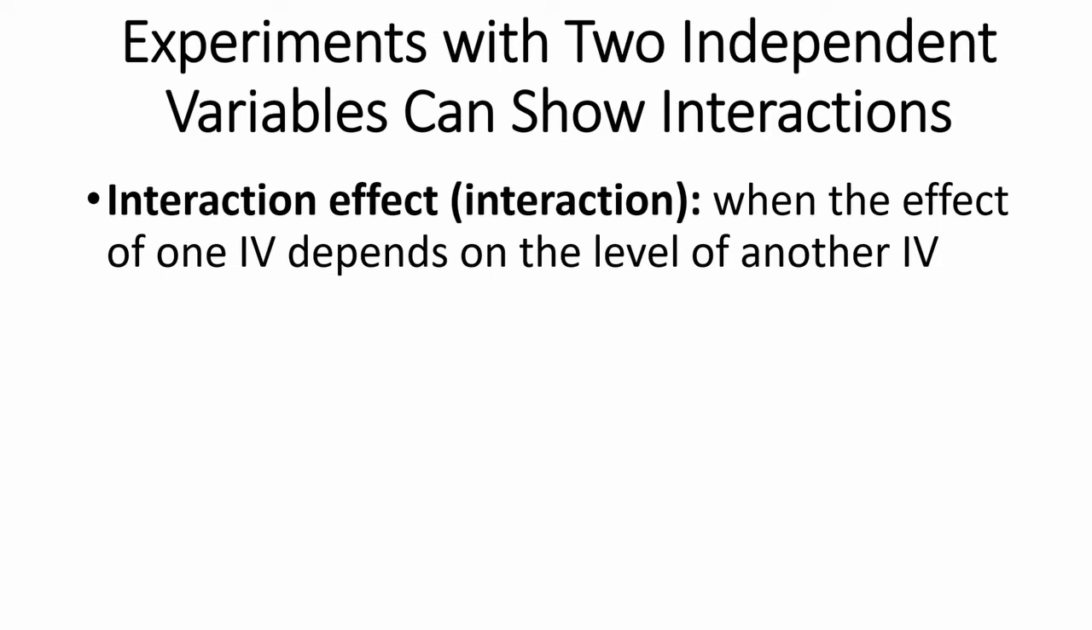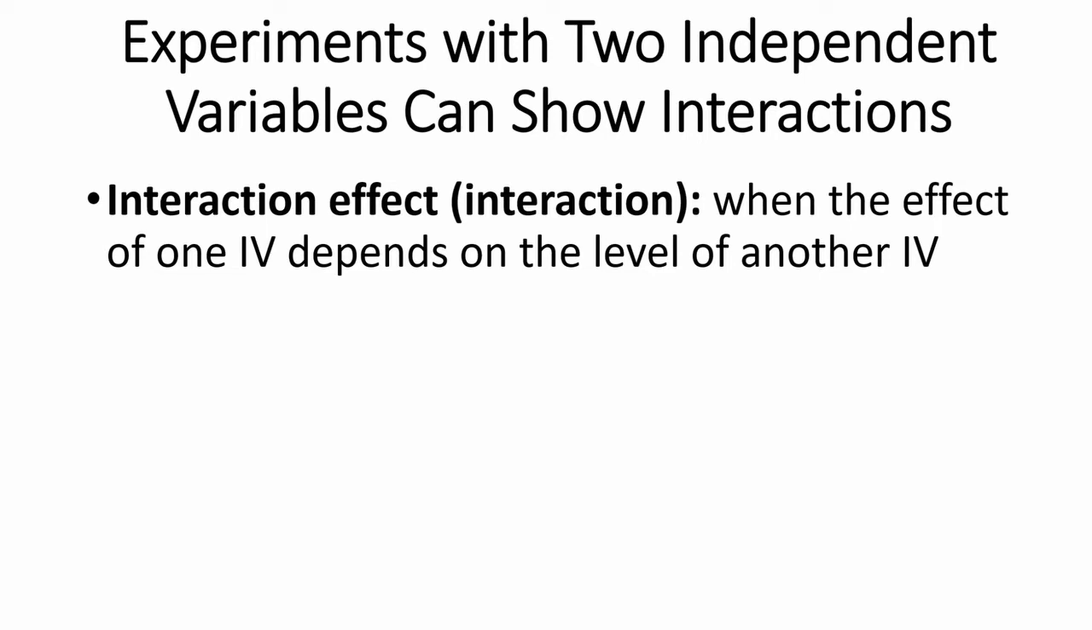So if we consider that cell phone and driving study, the researchers wanted to look at a second independent variable. So the second time around, they looked at age as a second independent variable. So they wanted to see if the effects of using a cell phone while driving, if that decrease in driving ability changed depending on age.